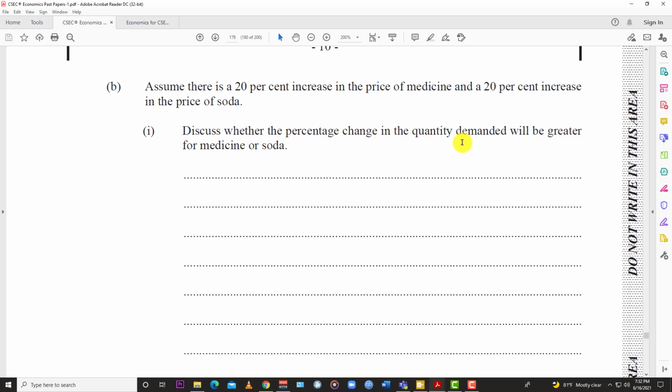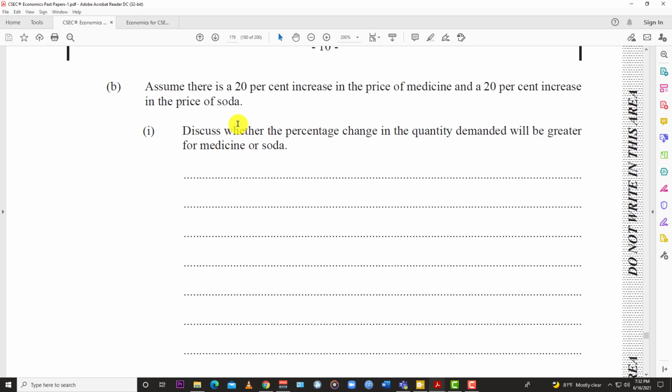Right? So will the quantity demanded be greater for medicine or soda? For medicine it's basically going to be the same in a sense, because there's no close substitute. So we discuss whether the percentage change in quantity demanded will be greater for medicine or soda. Of course it's going to be greater for soda, because sodas are elastic. The normal goods are elastic.